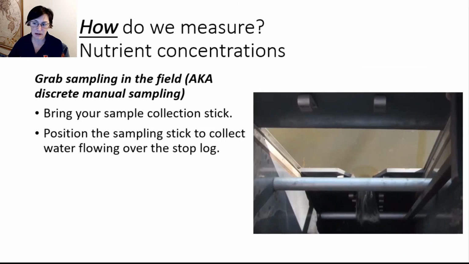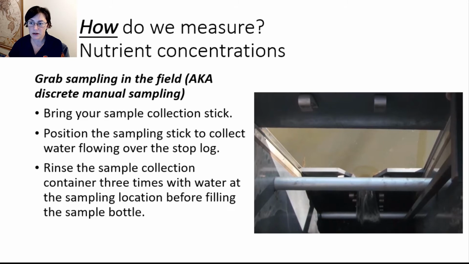You position the sampling stick to collect water over the flowing stop log if you're collecting a sample out of a control structure, or you would collect your sample from the water flowing out of your outlet. But it's not quite as simple as just collecting a sample. What you want to do is first rinse the bottle on your sample stick about 3 times so that you can be sure everything inside the bottle is actually representative of the water that you're collecting.